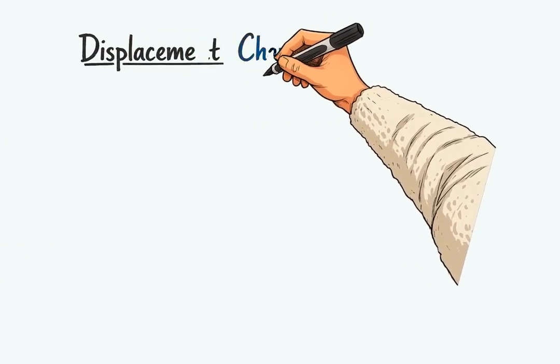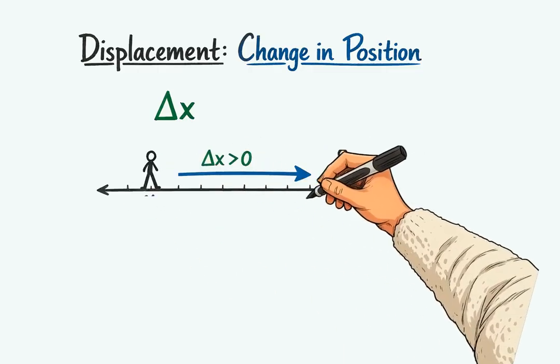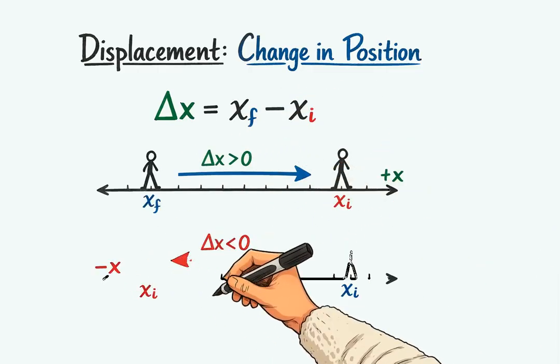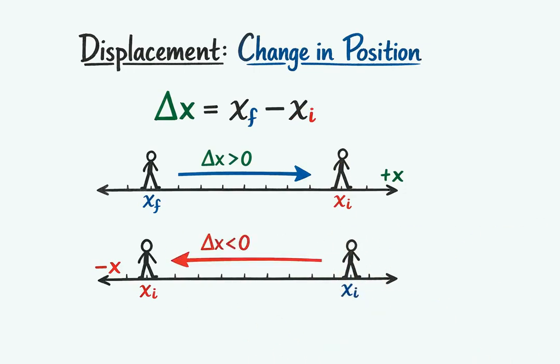Displacement is the change in position. Delta x equals x sub f minus x sub i. Here, delta means change in, not delta times. The sign of delta x encodes direction. Delta x greater than 0 means net change toward plus x, and delta x less than 0 means net change toward minus x.